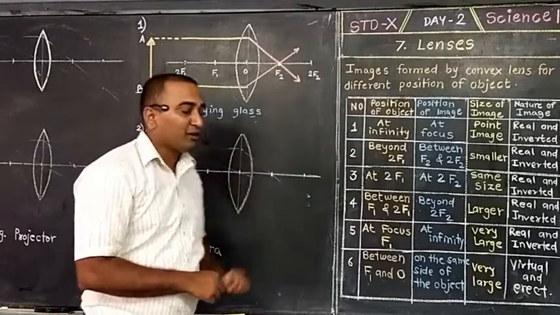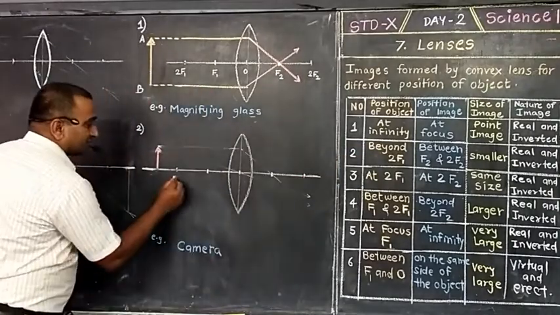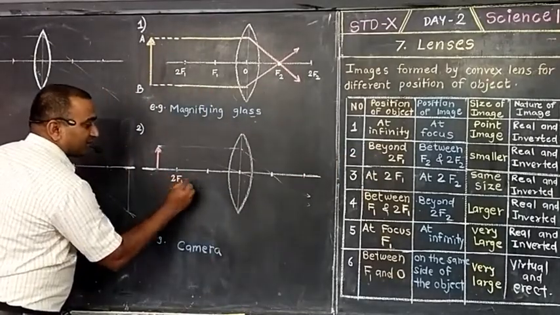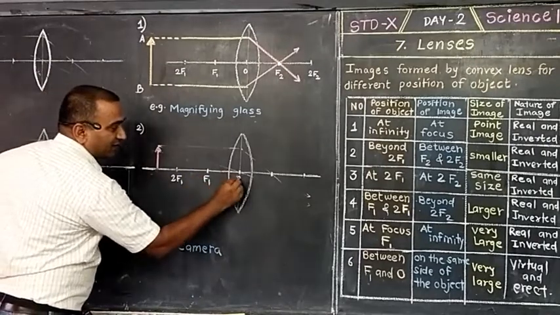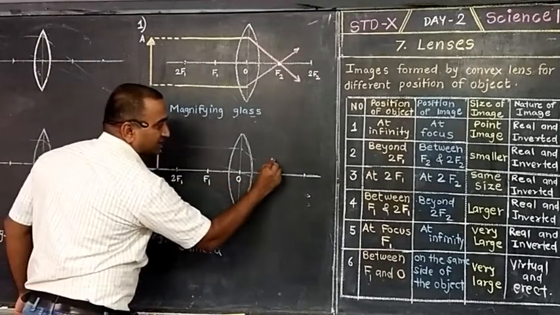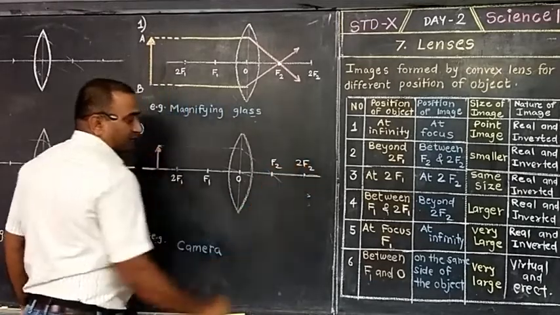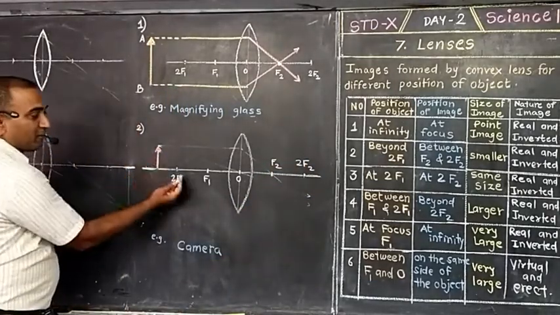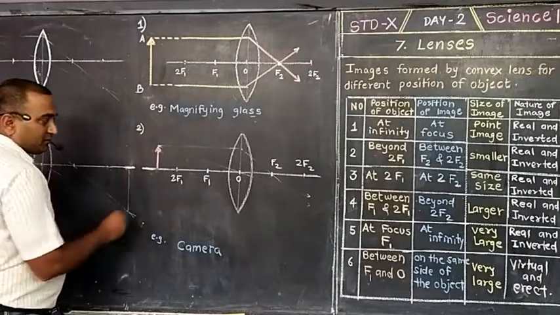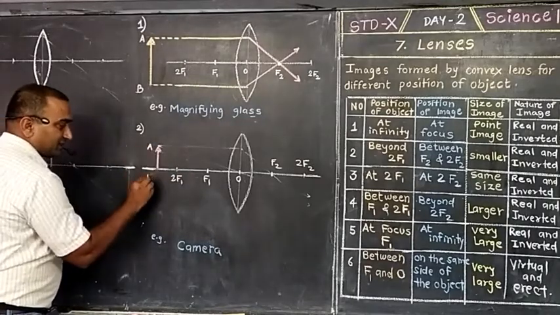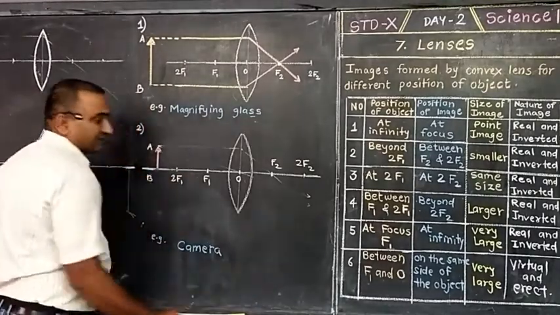What is the second one here? See, beyond 2F1. So this one is 2F1, this one F1, it is O, then this one is F2, and here it is 2F2. Now the object is beyond 2F1. So this is A and this one is B. See, two rays are there.